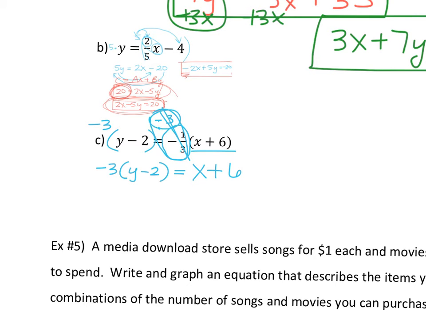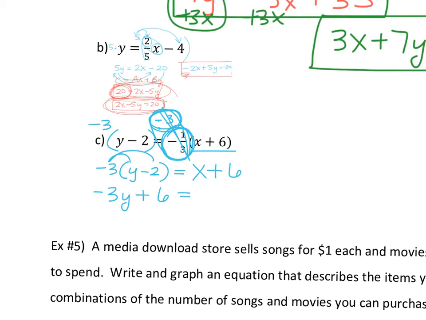You don't have to distribute that -3 because you multiplied it by a number out in front, okay? So that gets rid of it. So now this is what we have. We're going to distribute that, so -3y plus 6.